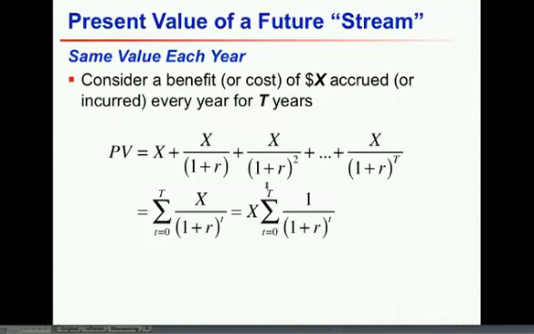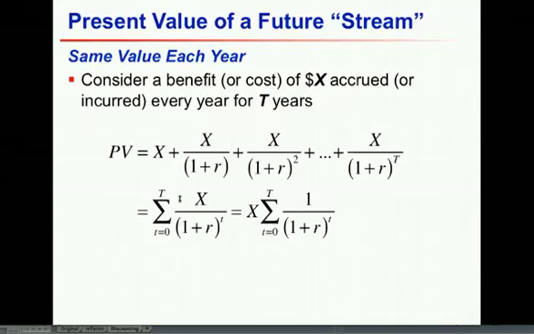The idea that first is the sum from t equals 0 to T. Remember, I'm counting the current year as 0. T equals 0, again, mathematically, you can now see why that makes sense. T equals 0 to T of X divided by (1 plus R) to the t.